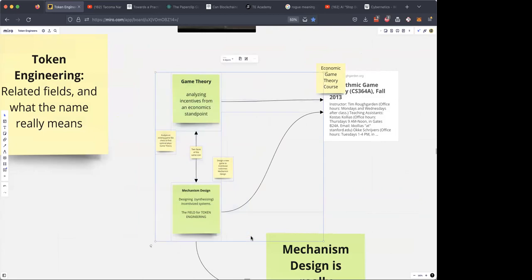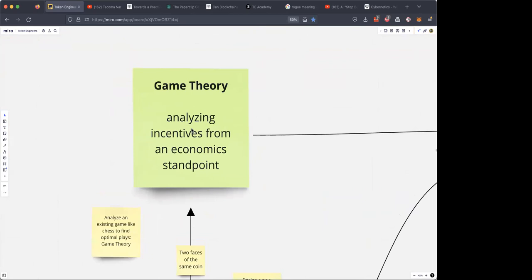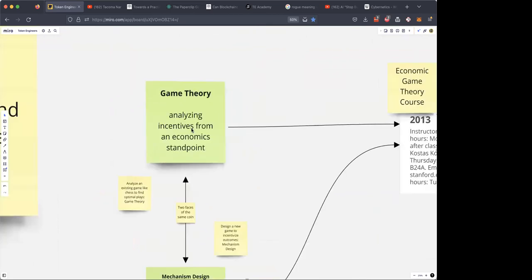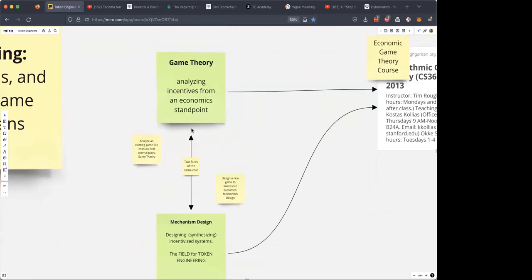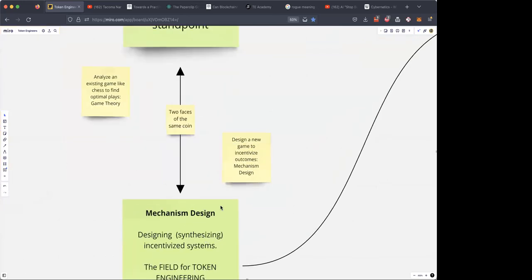Right. So the idea was game theory. Do you know what this is? I think we heard game theory and the opposite of it, mechanism design. All right, awesome. So mechanism design is the reverse of game theory. Game theory is analyzing games to find the most optimum outcome, and mechanism design is designing so that you do get that optimum outcome. So what we're doing when we're token engineering is basically mechanism design.